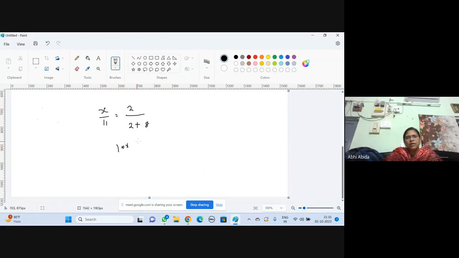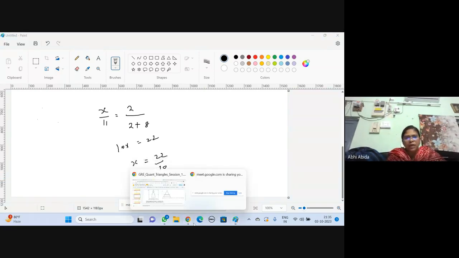2 plus 8 is 10. 10x is equal to 22. Then the value of x will be 22 by 10. Dividing by 2, it will be 11 by 5, which is 5.5. So this is about similar triangles.